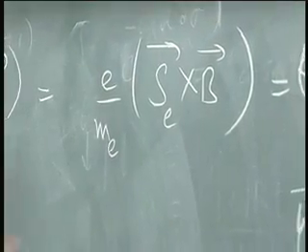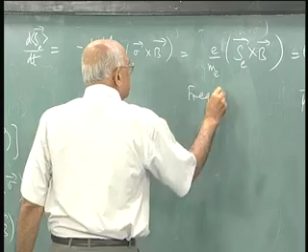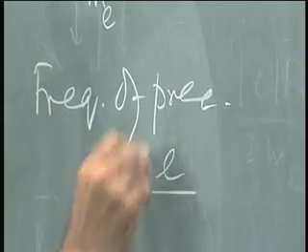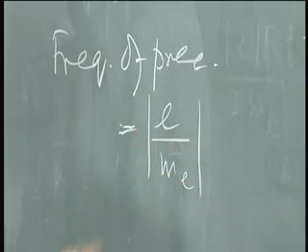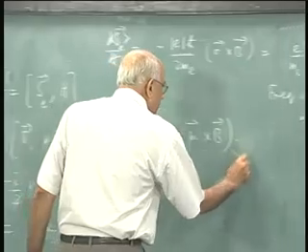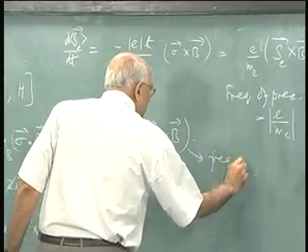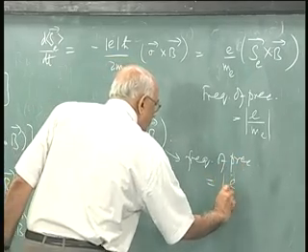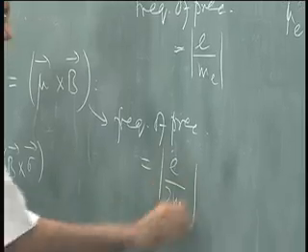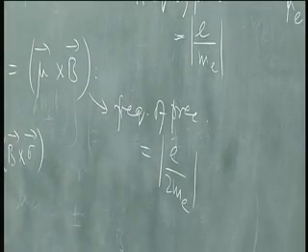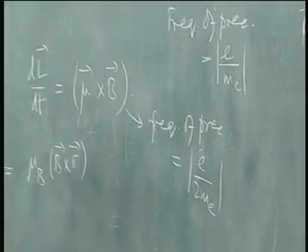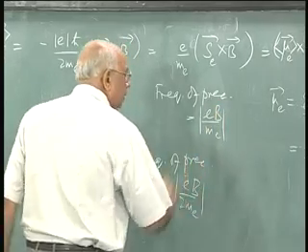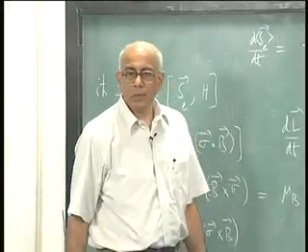So the frequency of precession is equal to modulus E over m, whereas the frequency of precession here is equal to modulus E over twice m. But yes, I am sorry, EB, both sides, quite right.